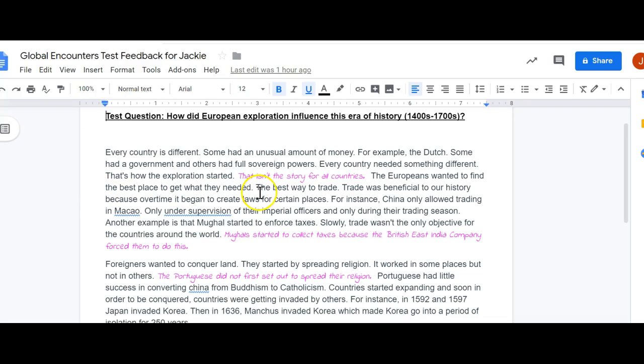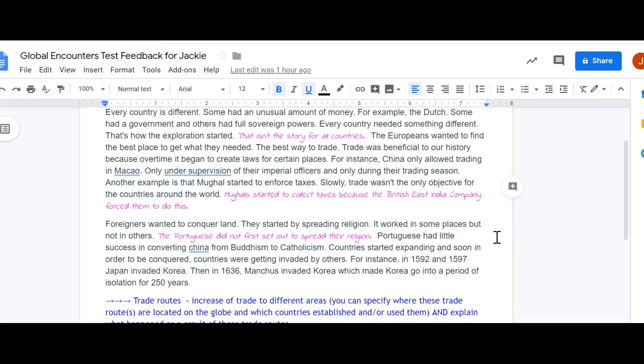So the very first thing in pink that I wrote, that isn't the story for all countries. I'm referring to what you wrote as far as every country needed something different. That's how exploration started. Well, when the Europeans set out to explore, it isn't because they all needed something. Each one of them had something a little bit different, and a lot of it has to do with power and money. But because you don't need the introduction, you won't necessarily have to say that. So on to the next part.